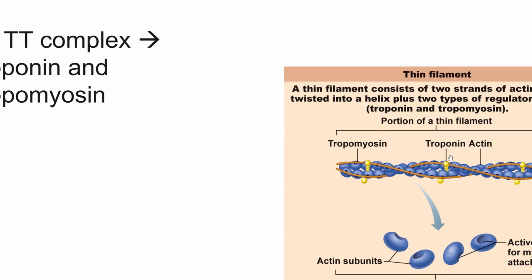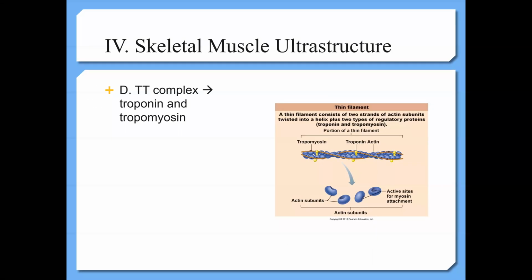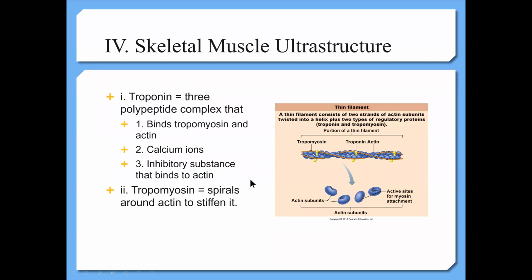When an appropriate stimulus comes along, this troponin is going to undergo a configurational change and release the tropomyosin. It's going to fall down and expose the active binding sites so the myosin can bind to the actin. We haven't got that far. That'll be in the lecture on Wednesday.